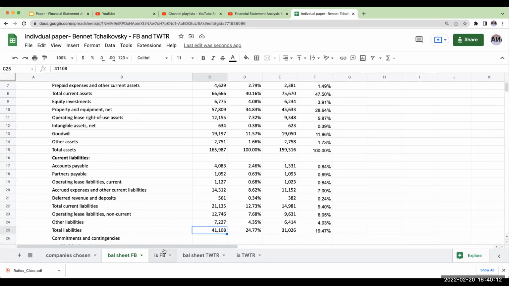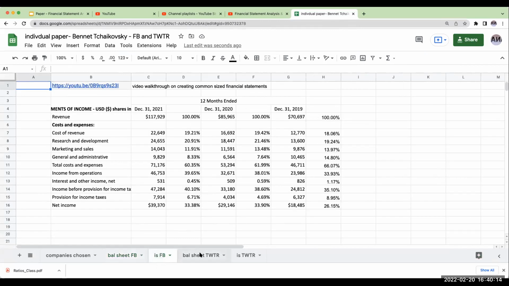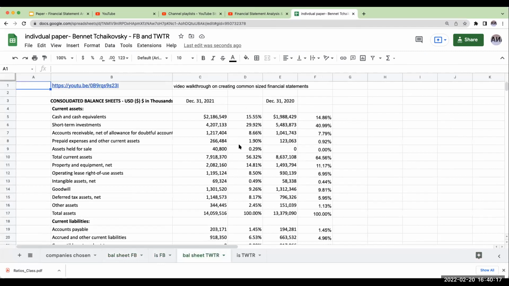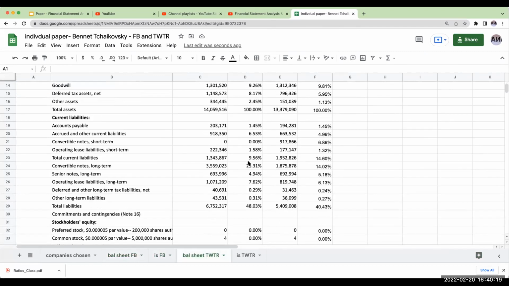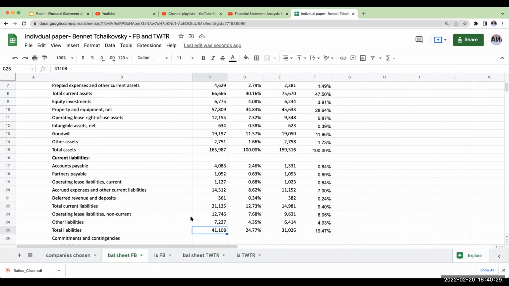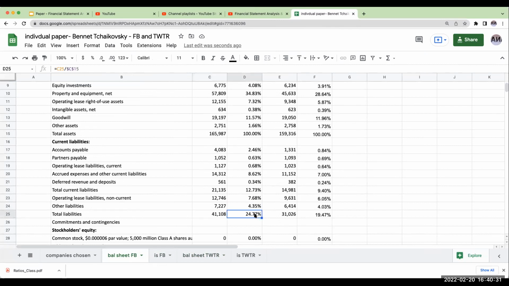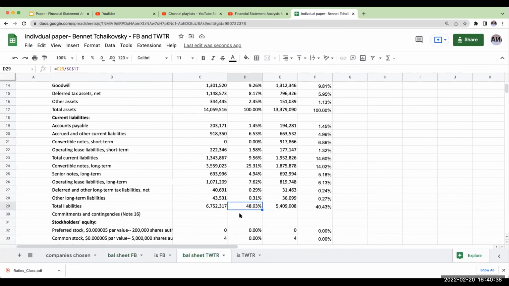Over here, when I look at Twitter, about 48% of their total balance sheet is in liabilities. This is as opposed to Facebook, which is a little bit healthier because they only have about 24% in total liabilities. But with Twitter, about 48% of their total assets are liabilities.